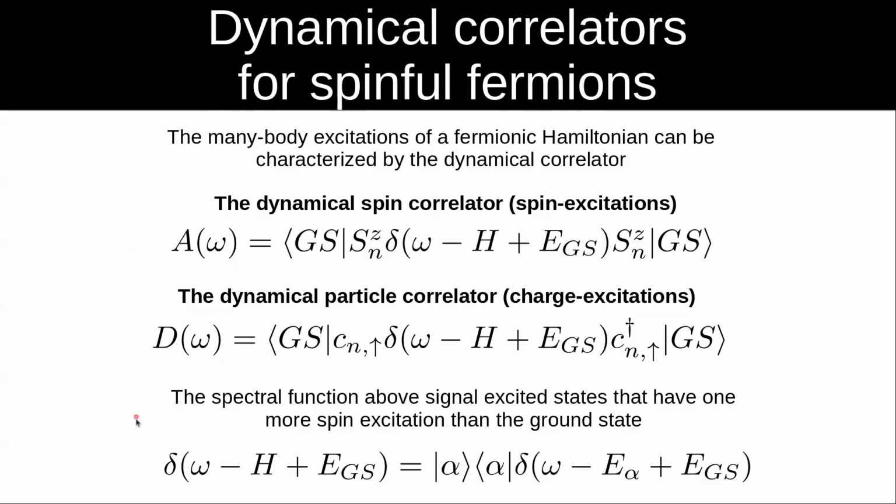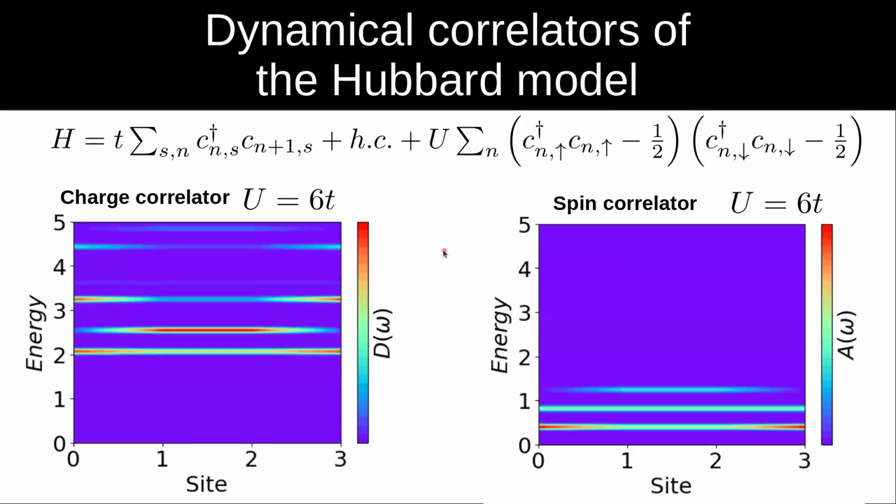And in practice, what you can easily understand is that these two objects are going to be non-zero once you have a very specific excited state that has one more electron than the ground state or one more spin excitation than the ground state, depending on what is the operator that you consider there. Okay, so now let us look at this charge and spin correlator for the Hubbard model. So we are going to take the Hubbard model at a very specific value of the interaction. So U equal to 60.